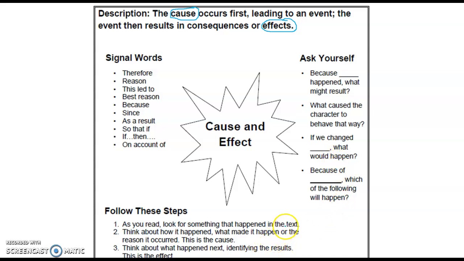So when we're reading historical texts, we want to follow these steps. As you read, look for something that happened in the text. So we'll find an event that's important. Find one of those key details. Think about how it happened, what made it happen, or the reason it occurred. This is the cause. So we're finding something that happened and figuring out why. Think about what happened next, identifying the results. This is the effect.